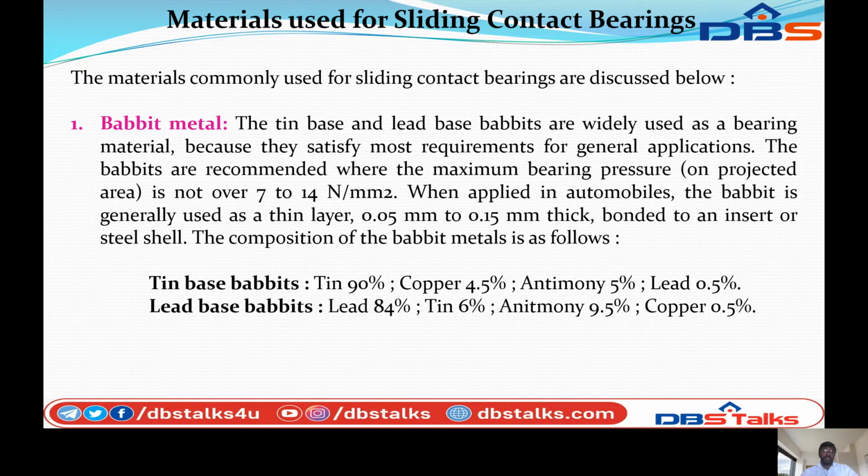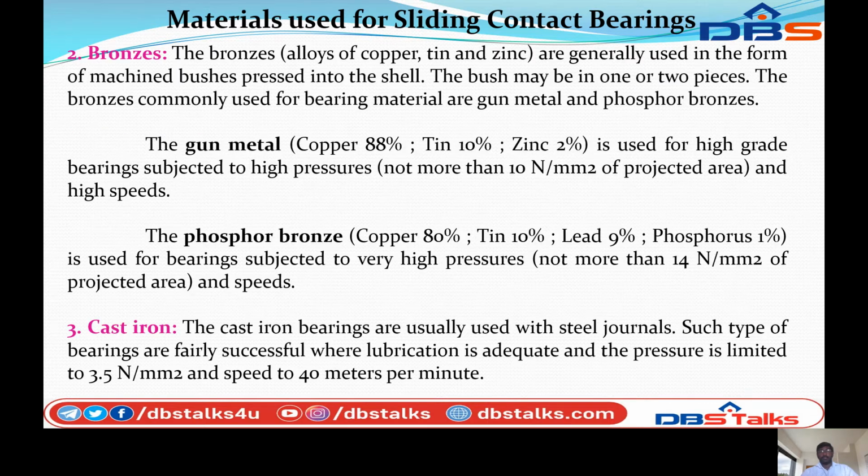Coming to another material, bronze. The bronze alloys of copper, tin and zinc are generally used in the form of machined bushes pressed into the shell. The bush may be in one or two pieces. The bronzes commonly used for bearing material are gunmetal and phosphor bronzes.